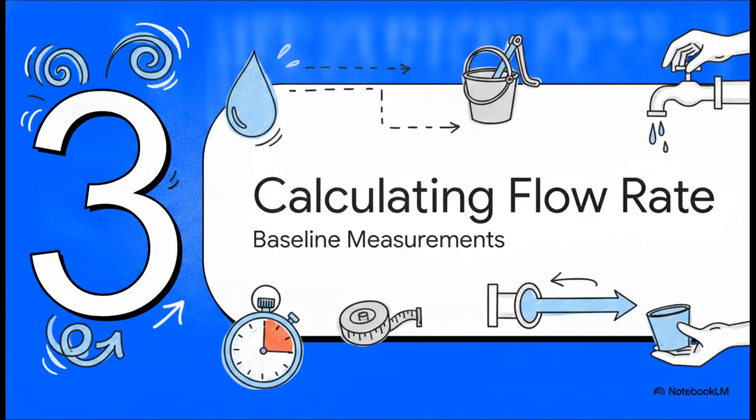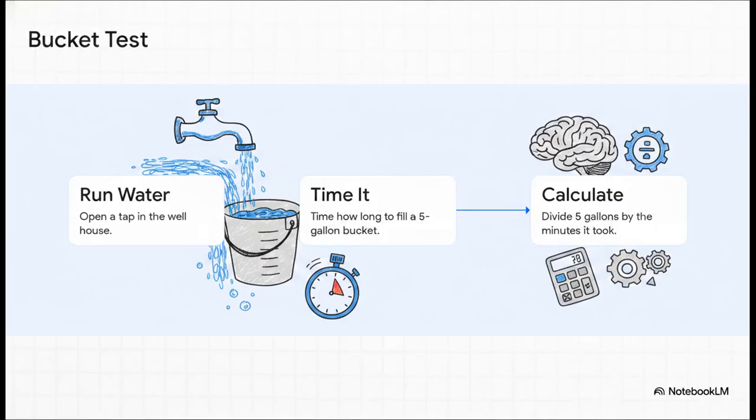All right, part three, calculating your flow rate. Let's ground this in physical reality for a second. The Virginia Department of Health recommends this awesome, incredibly practical 5-gallon bucket test as a totally foolproof way to measure your baseline well pump rate. It is just elegantly simple. You run the water, use a stopwatch to time exactly how long it takes to fill a calibrated 5-gallon bucket, and then just do the division.